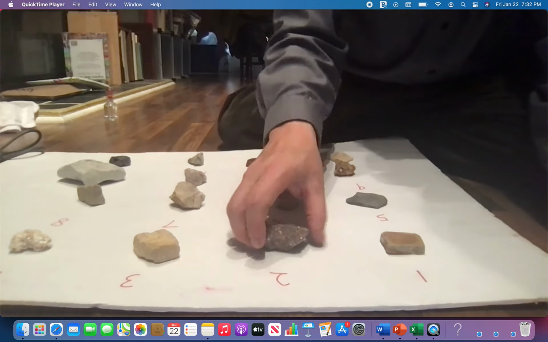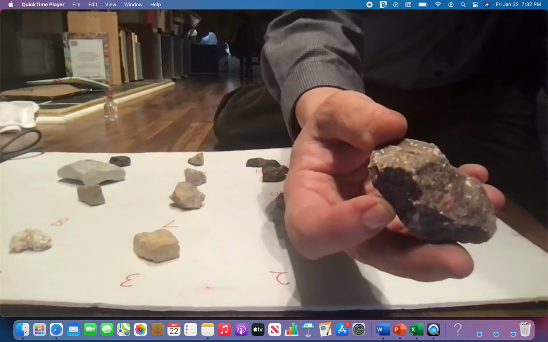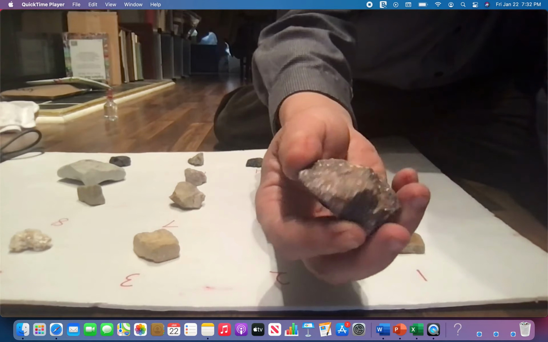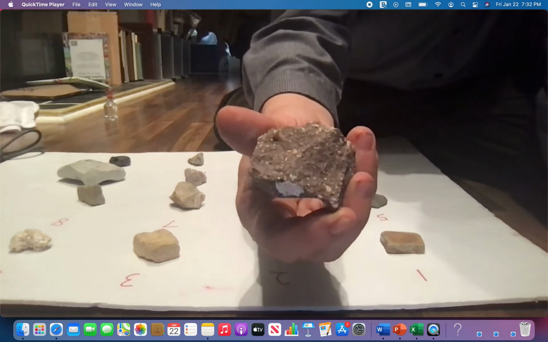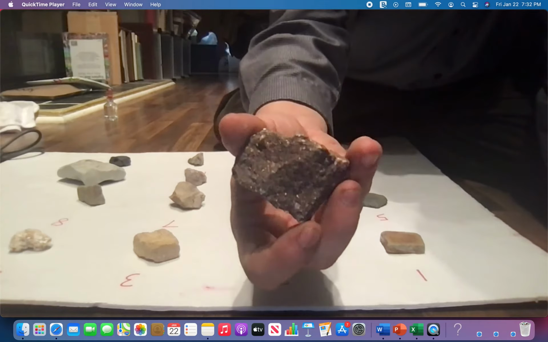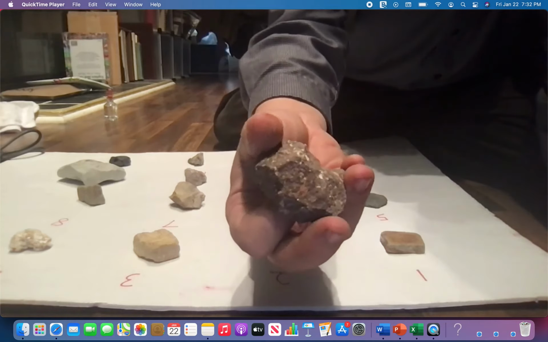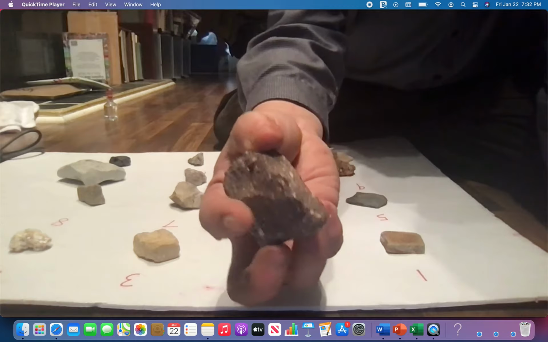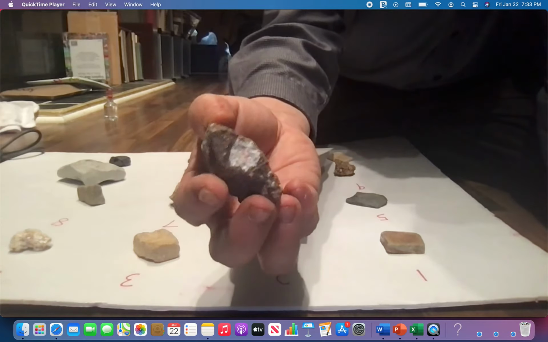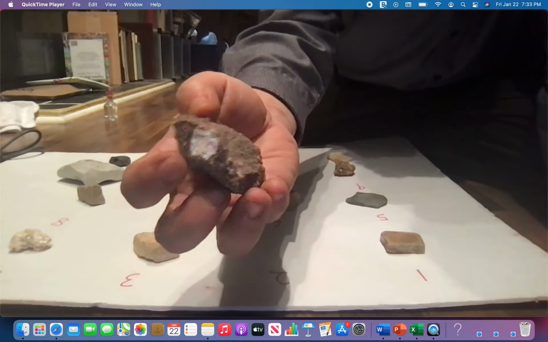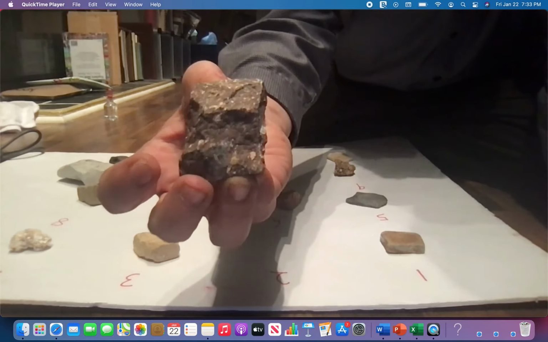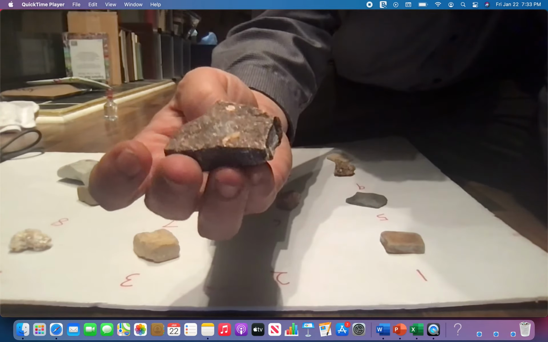Rock number 2 is this one. It's a dark red color. That's just paint there. Ignore that. It's rock number 2.